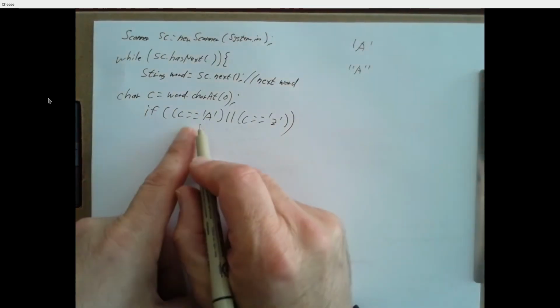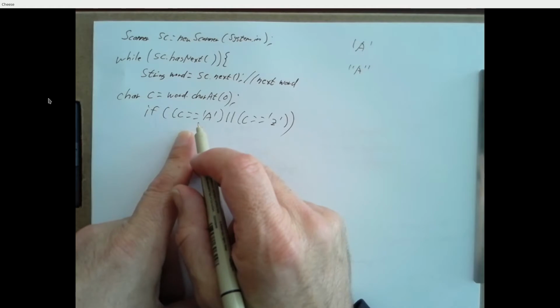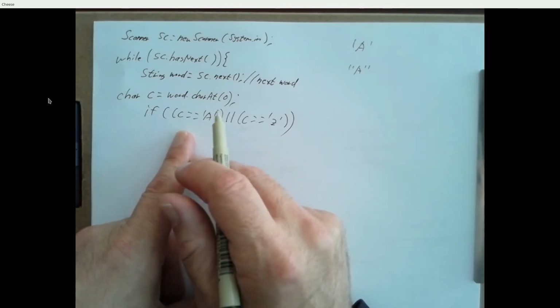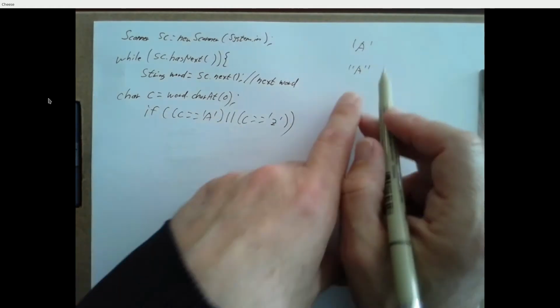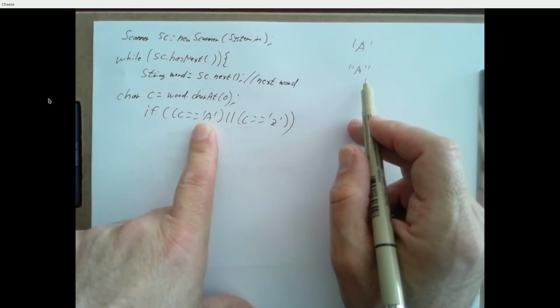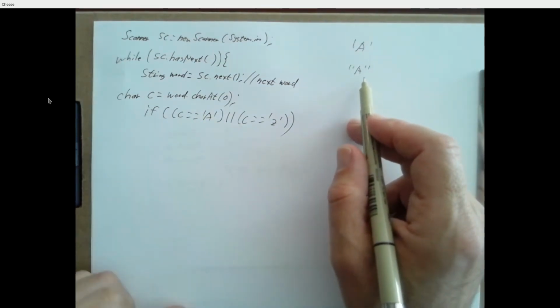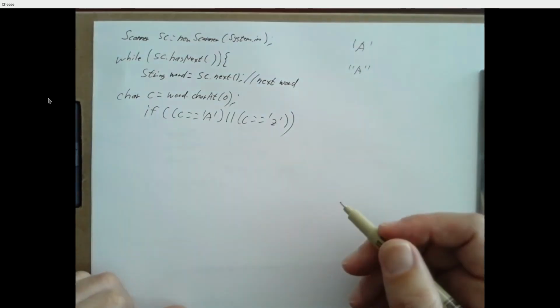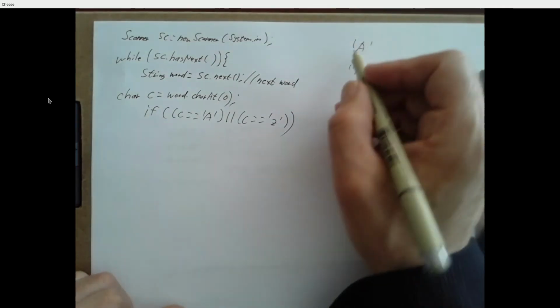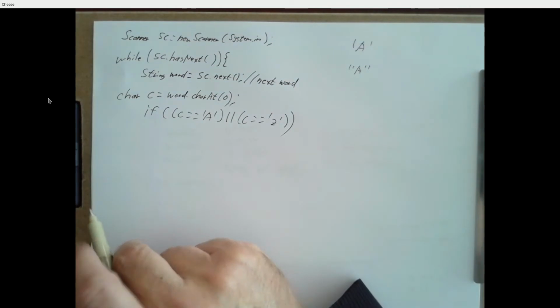Characters, we can use double equal to compare. We can use exclamation equal to see if they're different, and so on. Strings, we can't use double equal. It's not a primitive type, so we need to use dot equals, for example. Characters, we can just say C double equal this.